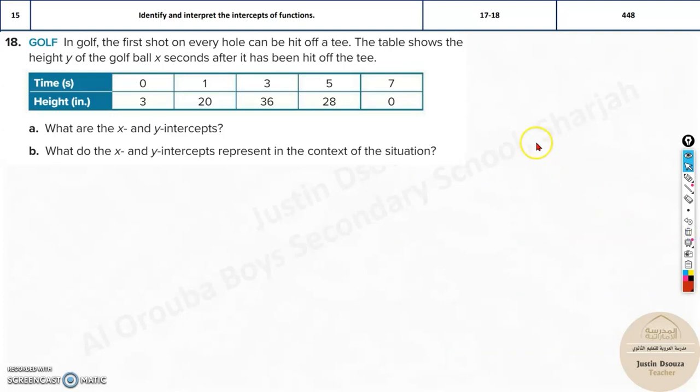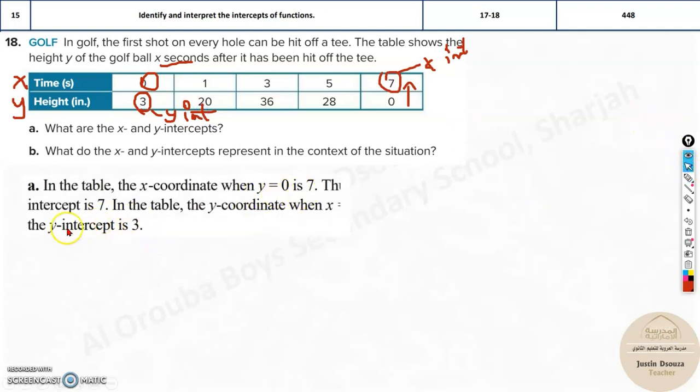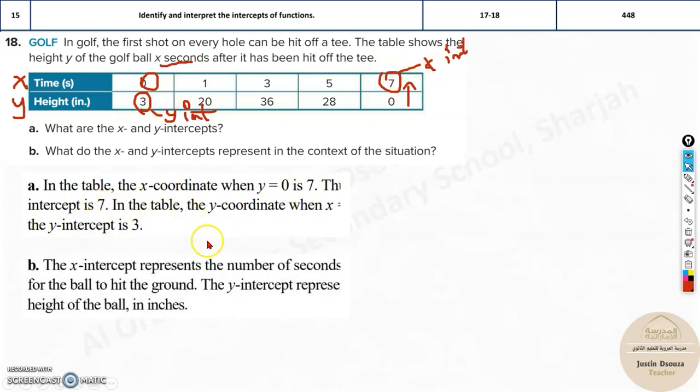Same thing over here. You can easily do this now. You don't even need to read all this golf and everything. Just see time. It's very important to see what is on the x-axis. X is time in seconds, and y is height. So the x-intercept will be when y is 0. And the y-intercept is when x is 0, that is 3. So the answer will be over here. The x-intercept is 7, and the y-intercept is 3.